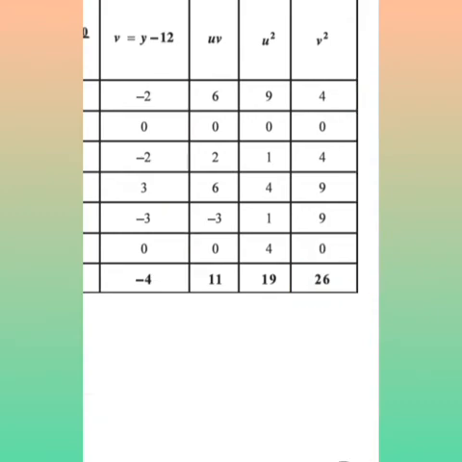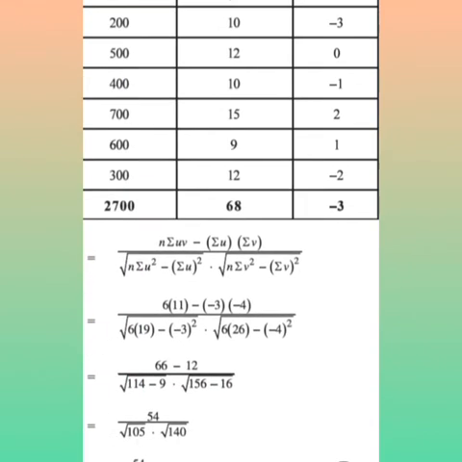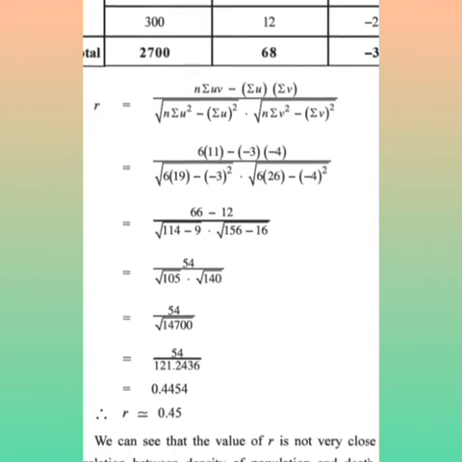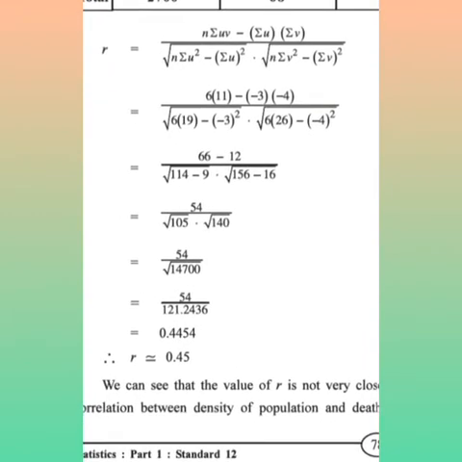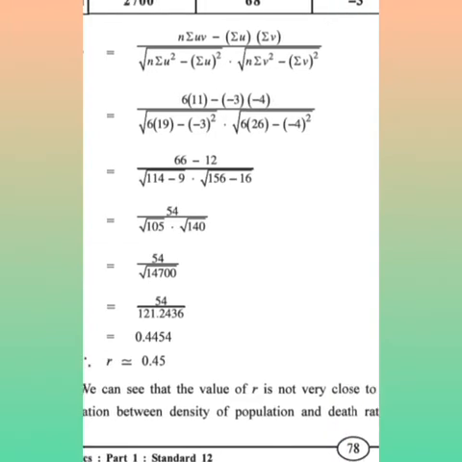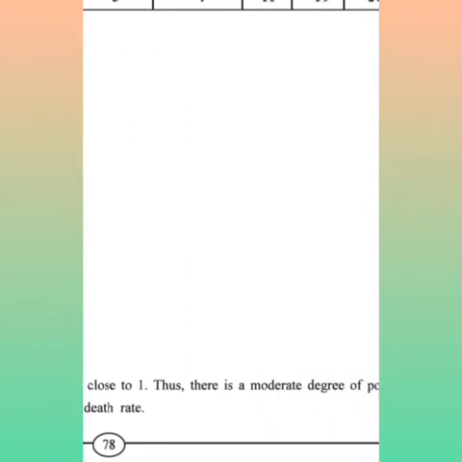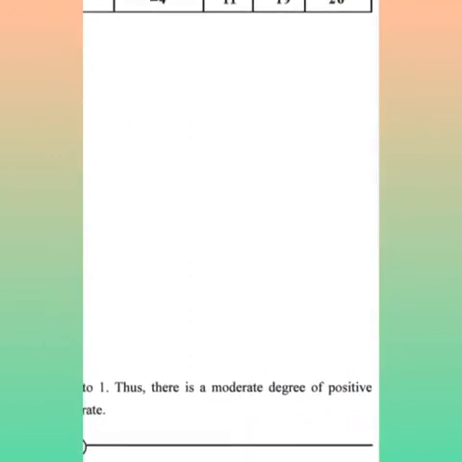So you got all the values, right? Now what we need to do? Simple. Put all the values into the formula, solve it out, get the answer. The r is coming up to 0.45, the approximate value, right? Over here you would find that it is again positive, but see children, it is not nearer to 1, not even nearer to 0. Okay, so how could the interpretation be? Just check it out. You can see that the value of r is not very close to 1. Thus there is a moderate degree of positive correlation.